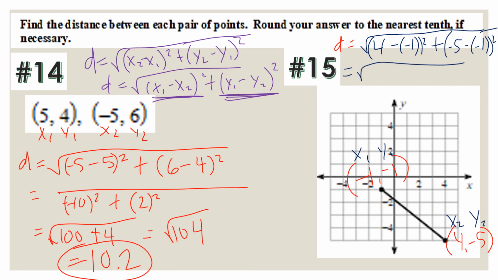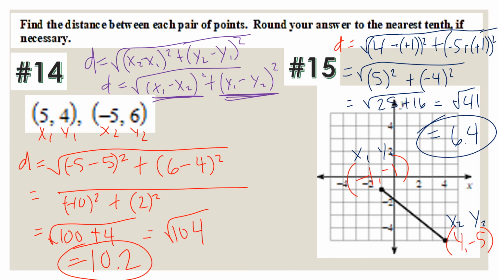Okay, so 4 minus a negative turns into plus a positive. So we have 5 squared plus negative 5 minus a negative 1 turns into plus a positive. So we'd have negative 4 squared. 5 squared is 25, and negative 4 squared, negative times a negative is a positive. If you do 25 plus 16, you get the square root of 41. And obviously that's not going to be a nice number because it's not a perfect square, but the square root of 41 is 6.4. And that is your answer there.